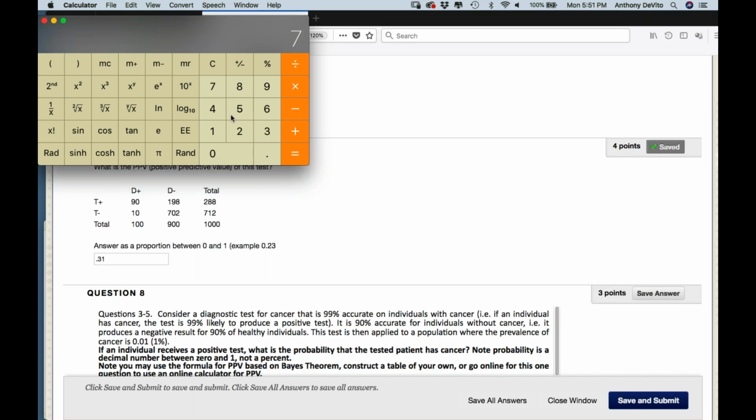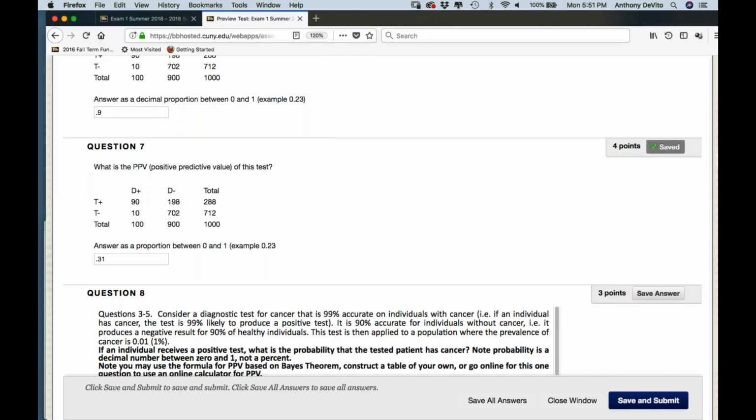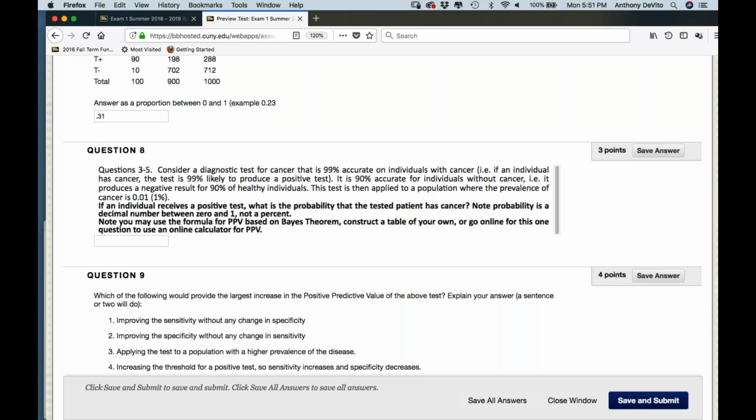Let me just check your answer there since you put a question mark on it. 702 divided by 712. Sounds right to me, though. It's going to be 90, but we're actually almost 96%. No, almost 99%. Sorry.